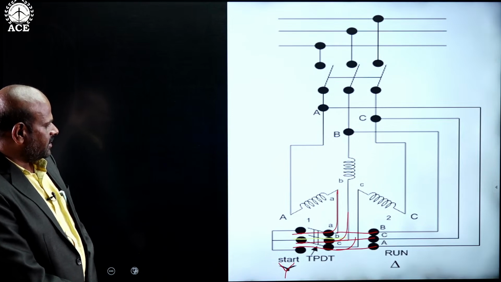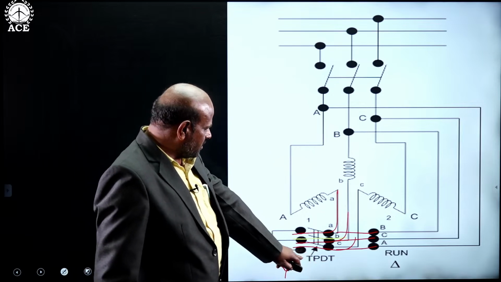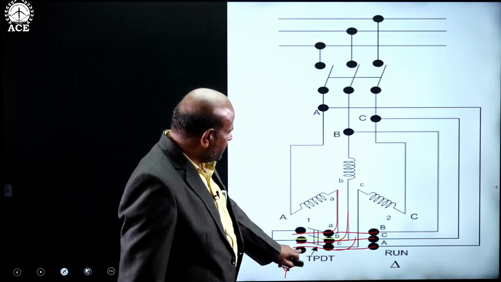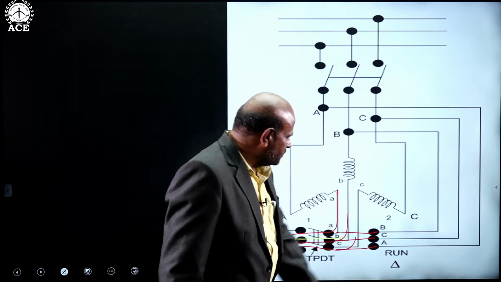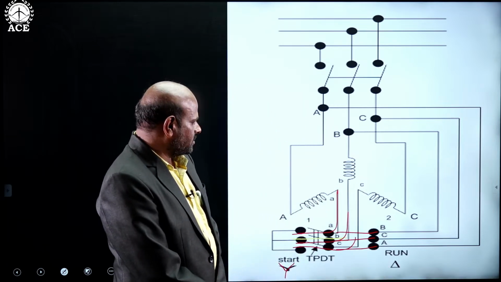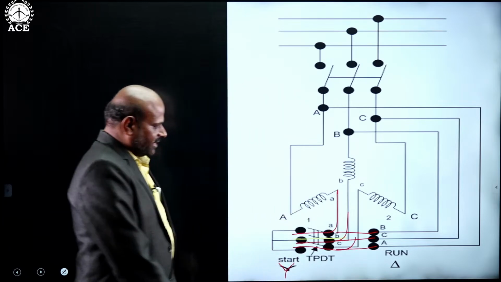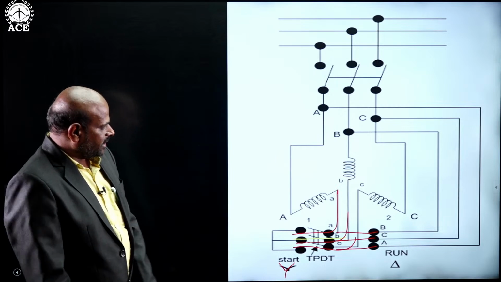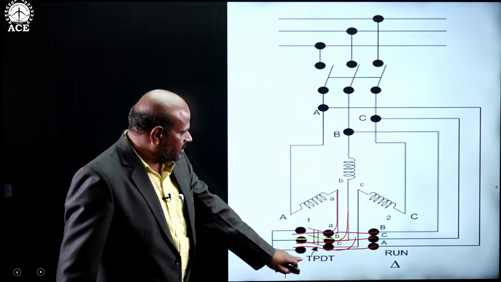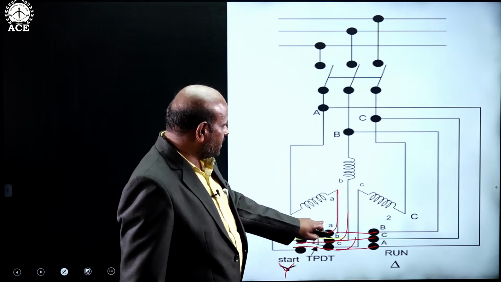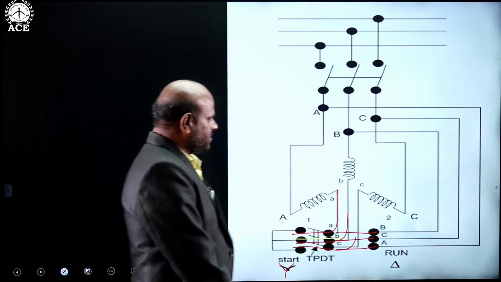At the time of starting you have to connect to a star network or star circuit. During running condition the switch has to move to running condition or delta connection. So here both the connections are used, star and delta. At the time of starting it has to start with star connection. During running, once the running speed occurs, then the switch has to move to delta connection.